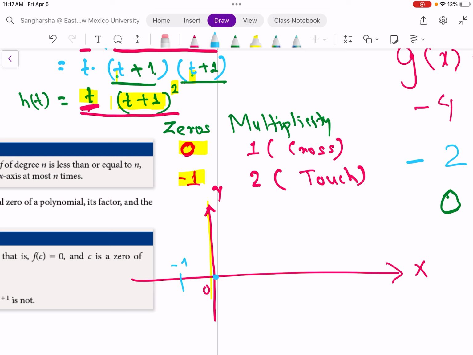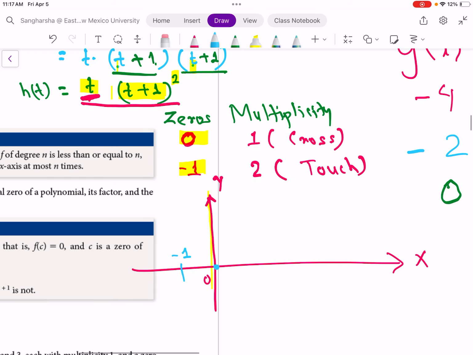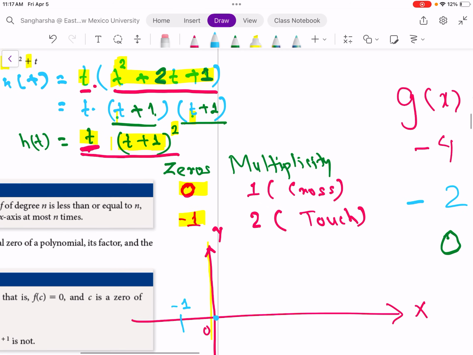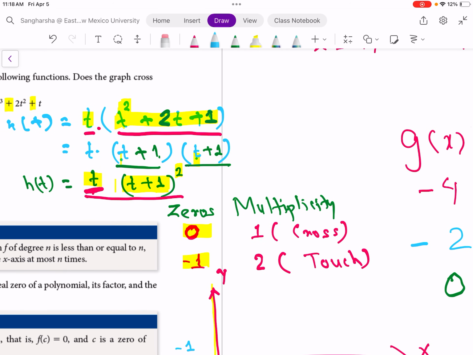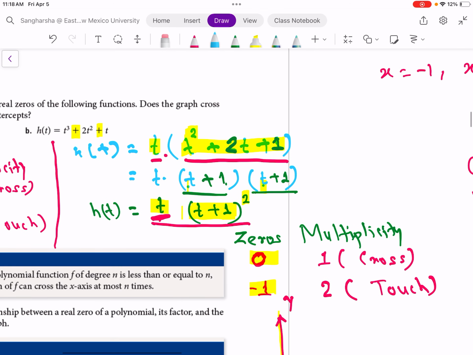Okay, now, so how do we draw a graph? What will be the end point here? Like, what will be the end behavior for this function? That's what we did in our last section. How do we know what is the shape of this function?